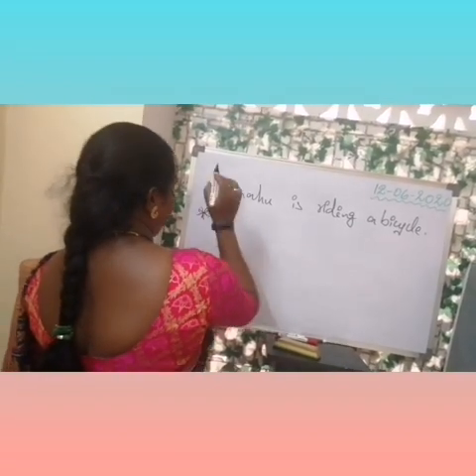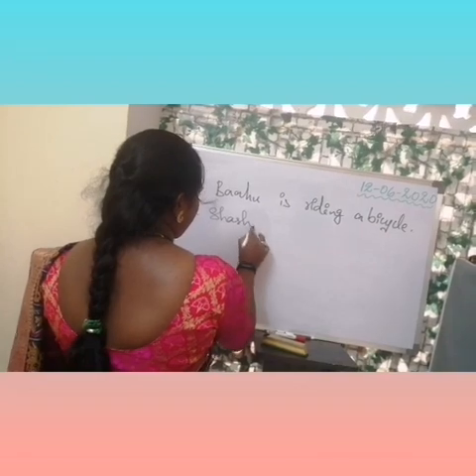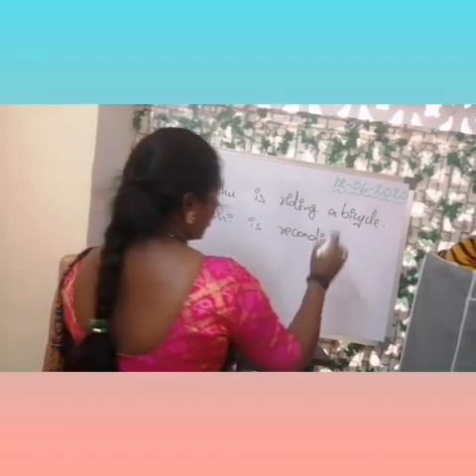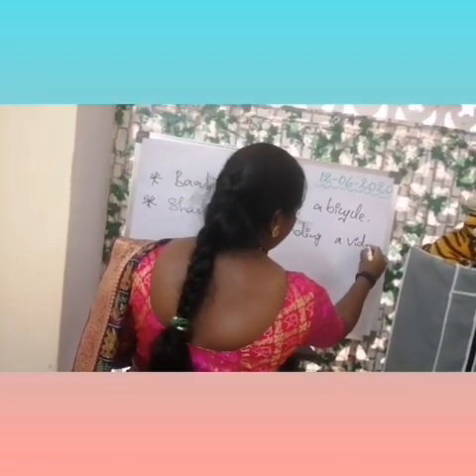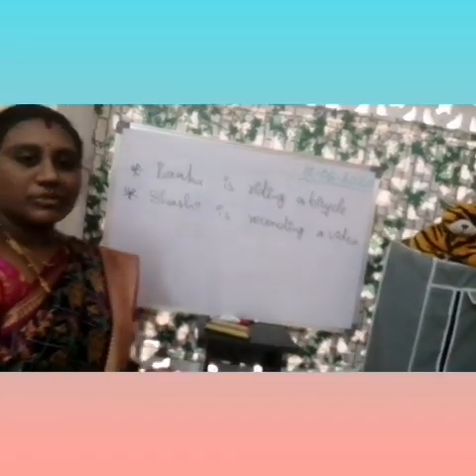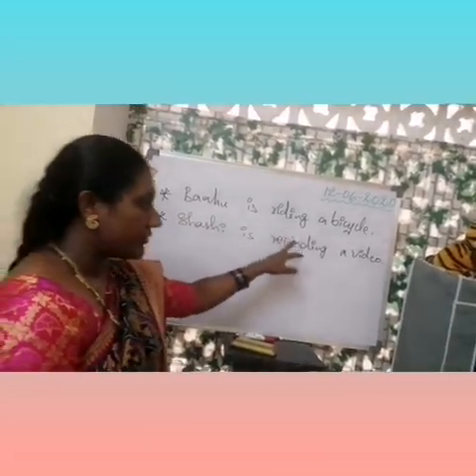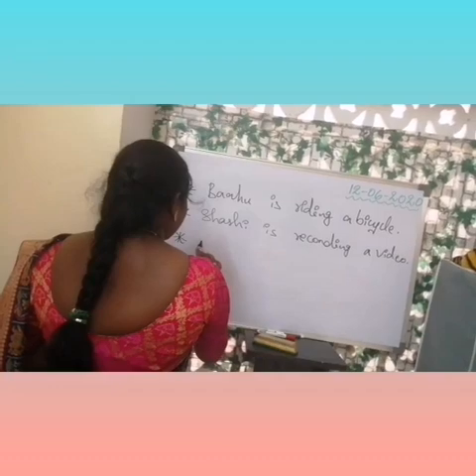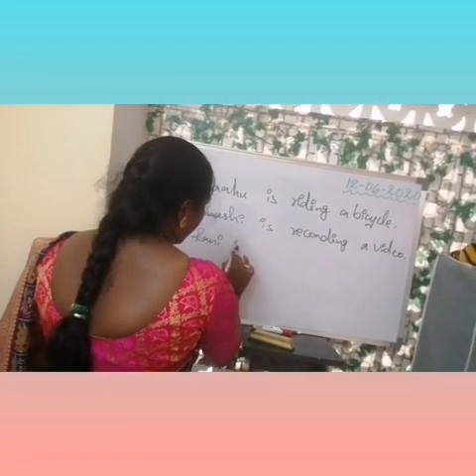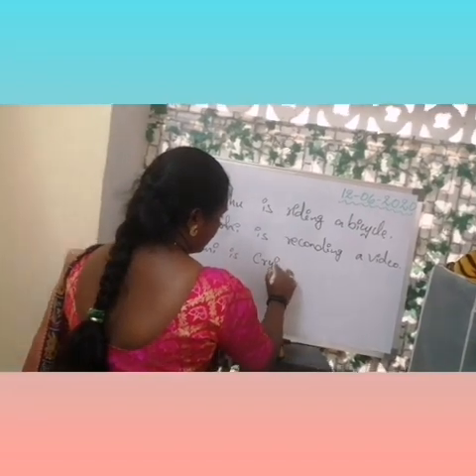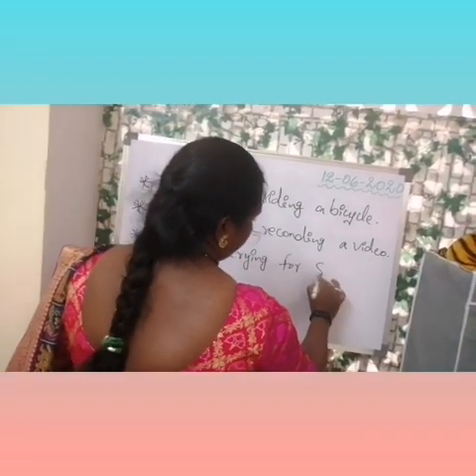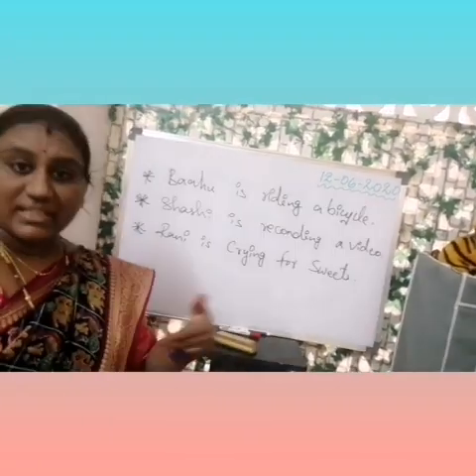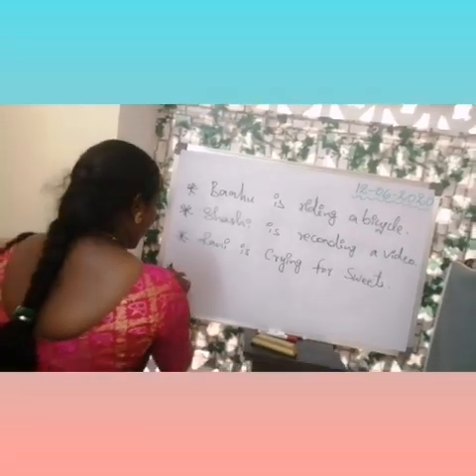And the next example, Shashi is recording a video. At present Shashi is recording a video. And the third example, Ronnie is crying for sweets. So she is crying for sweets. And some other examples.